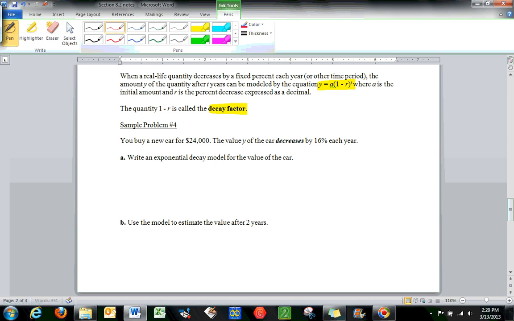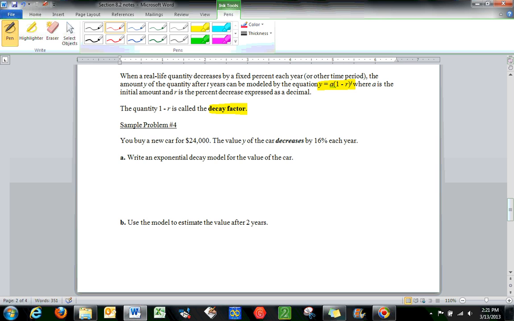In this particular case, instead of 1 plus r, we're going to have 1 minus r. And this is going to tell us how much our model is going to decline by. So we have a decay factor. Now, a couple terms that you might need to know as you see problems.